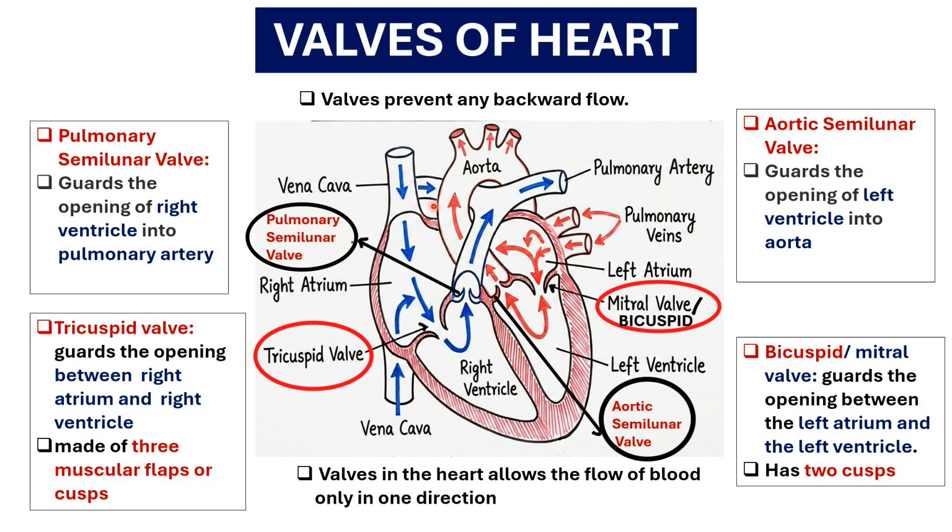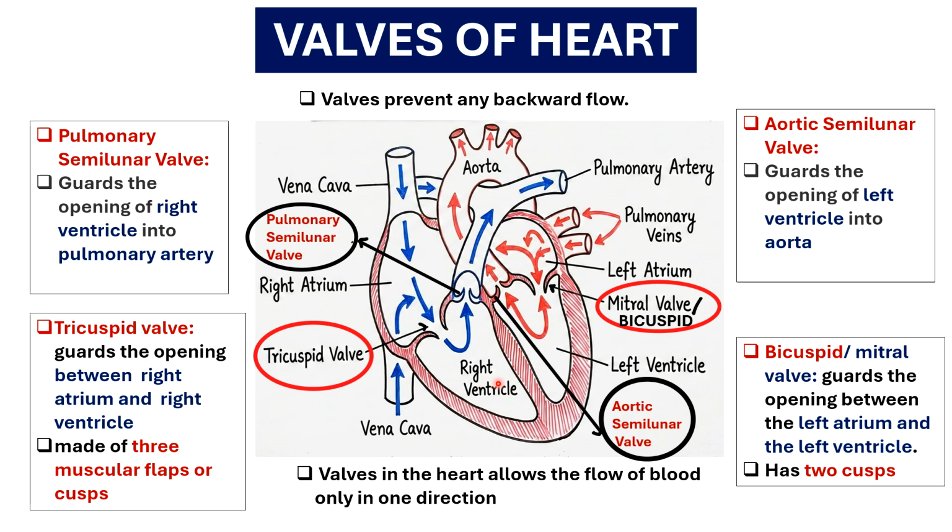Now between the right atrium and the right ventricle, we have the right atrioventricular septum, and the opening is guarded by the tricuspid valve, which is made up of three muscular flaps or cusps. Similarly, between the left atrium and the left ventricle, we have the bicuspid or mitral valve, which is made up of two cusps.